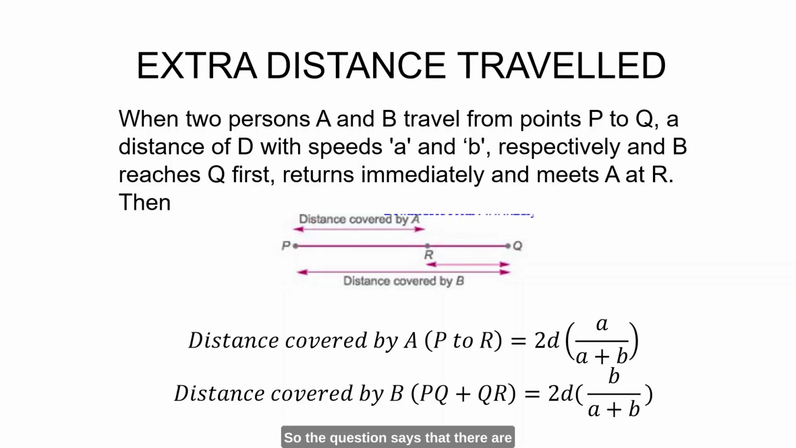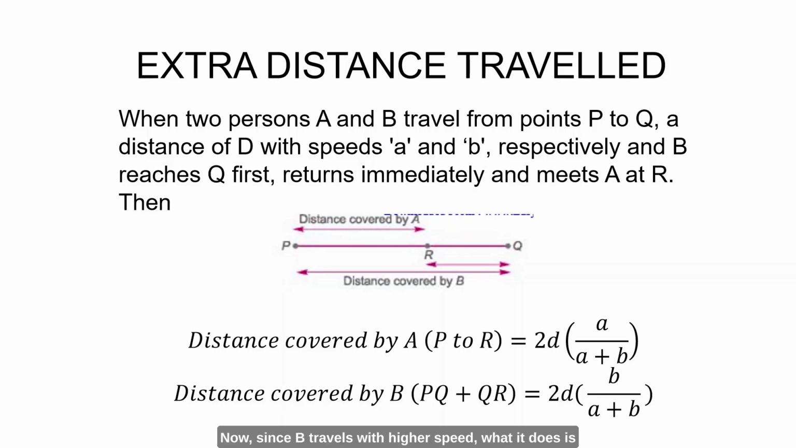So the question says that there are two persons, namely A and B. Both of them travel from P to Q. The distance between P and Q points is d. Let small a be the speed of person A and small b be the speed of person B.